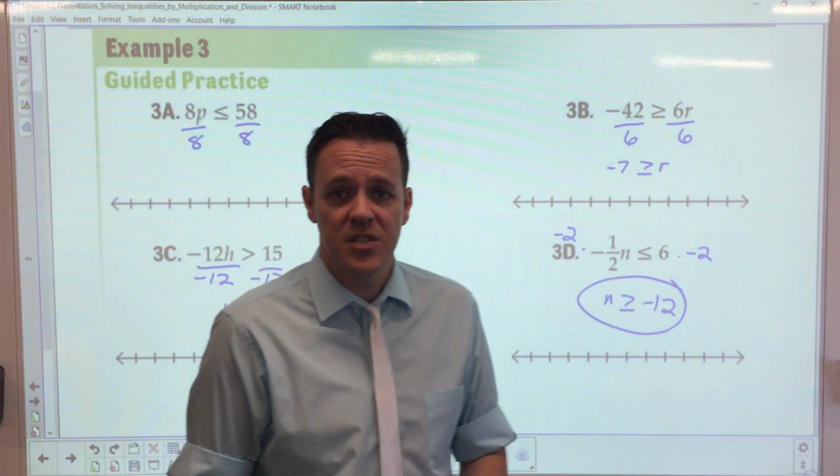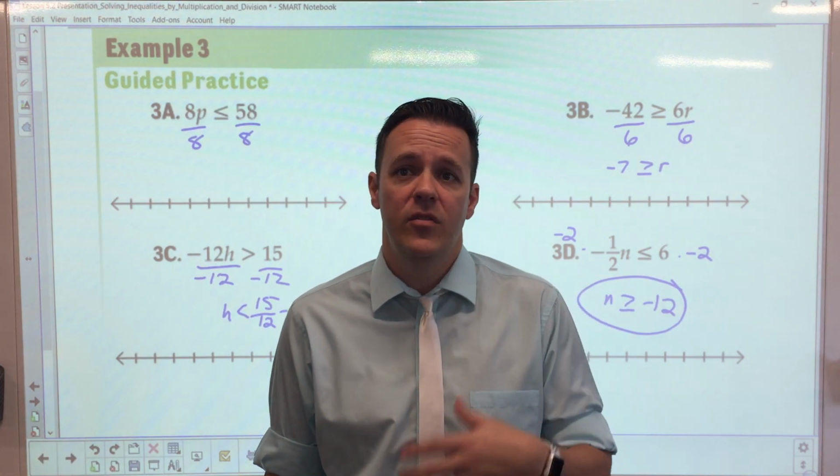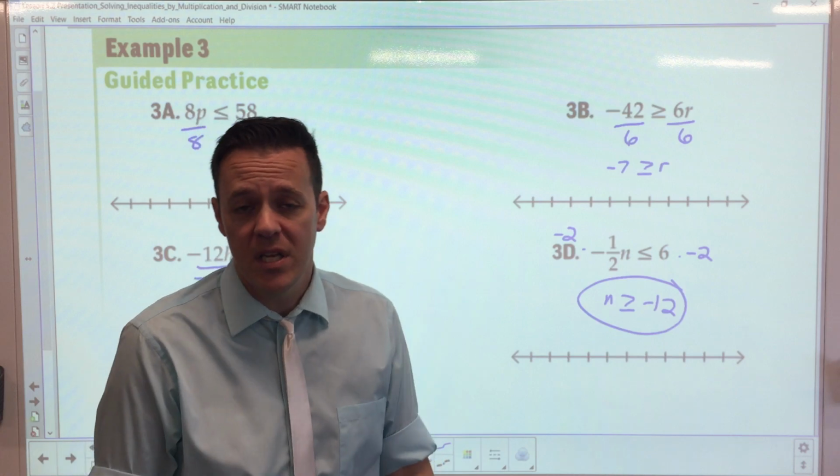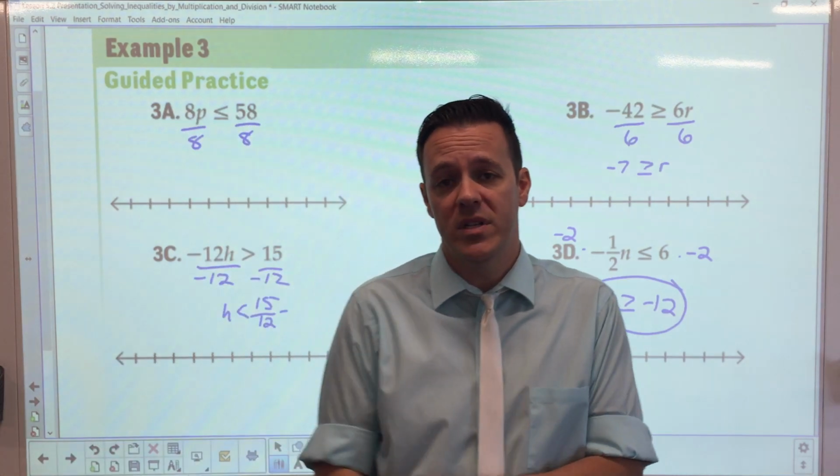Work on the homework on this as well. Another simple lesson, okay? If you have any questions, come see me in class. We're going to next move into multi-step inequalities where we have to do more than just one step to solve them.